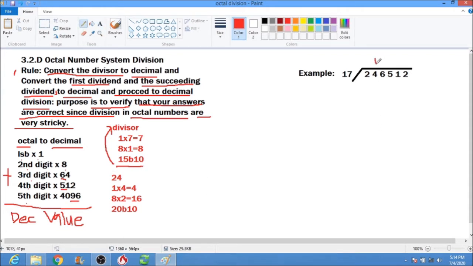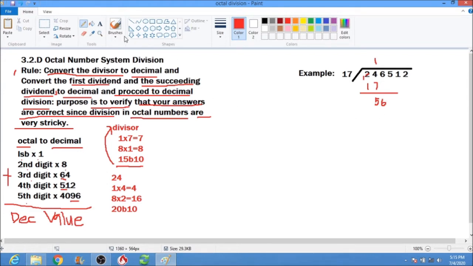So 1 times 7 is 7. Copy 7. 1 times 1 is 1, and then subtract 17 from 24. 4 minus 7 cannot be, so borrow 1, 2 will become 1, and 4 plus 8 is 12, minus 7 will be equal to 5. So bring down 6.